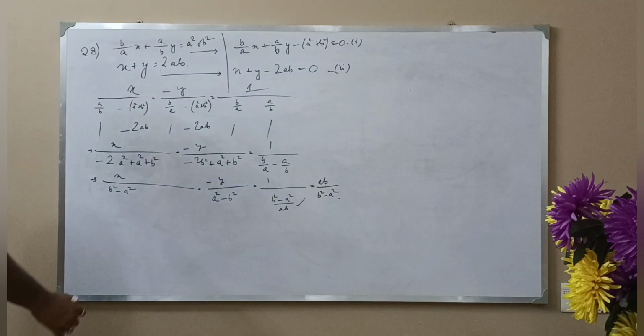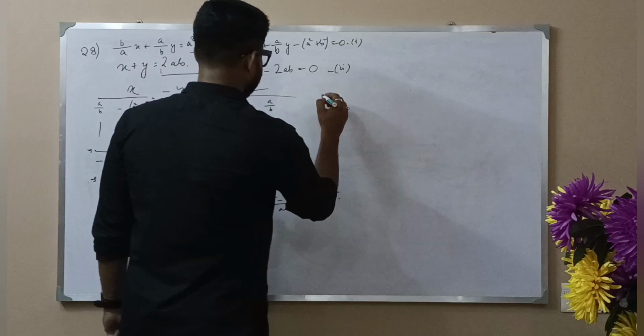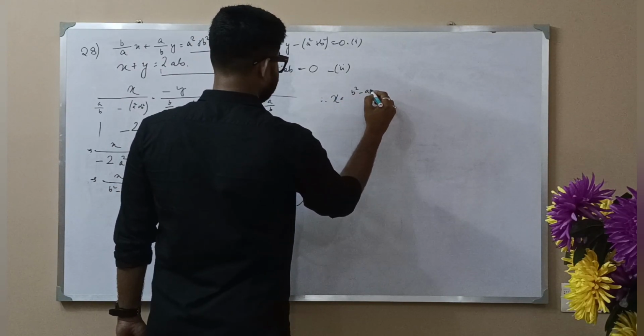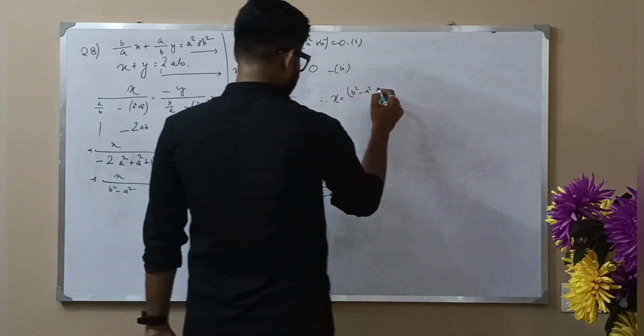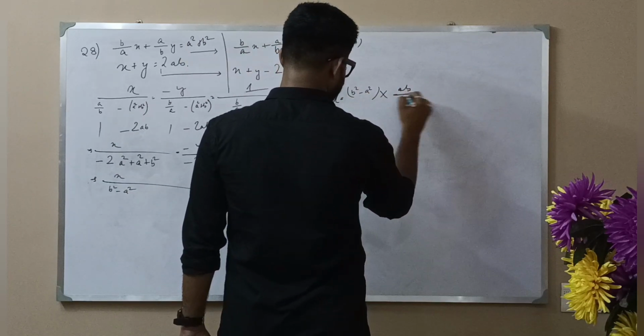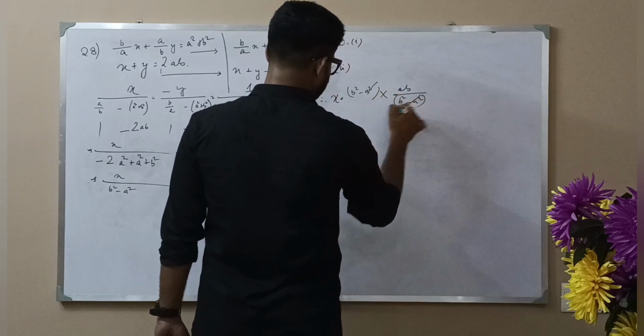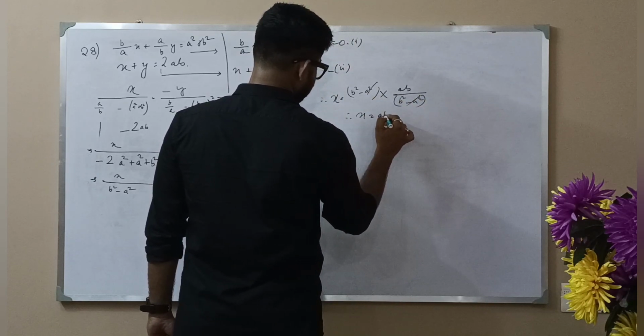So now we'll find the value of x. So therefore x equals to b square minus a square into ab by b square minus a square. Therefore x equals to ab.